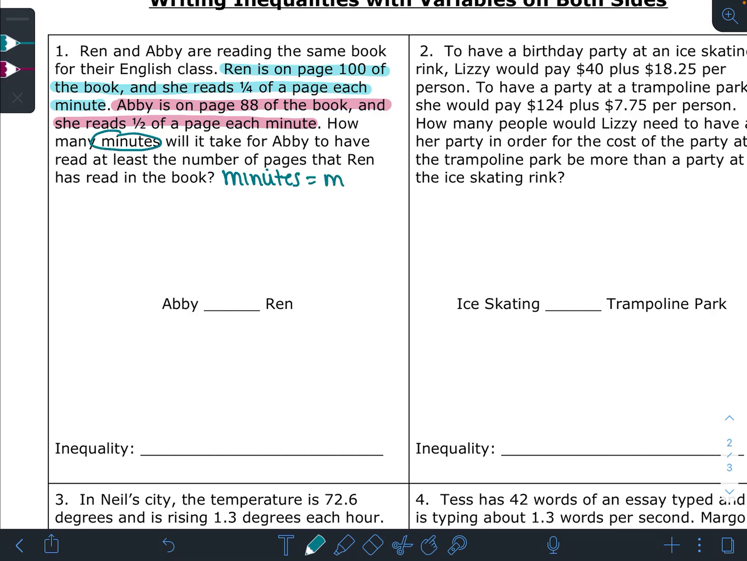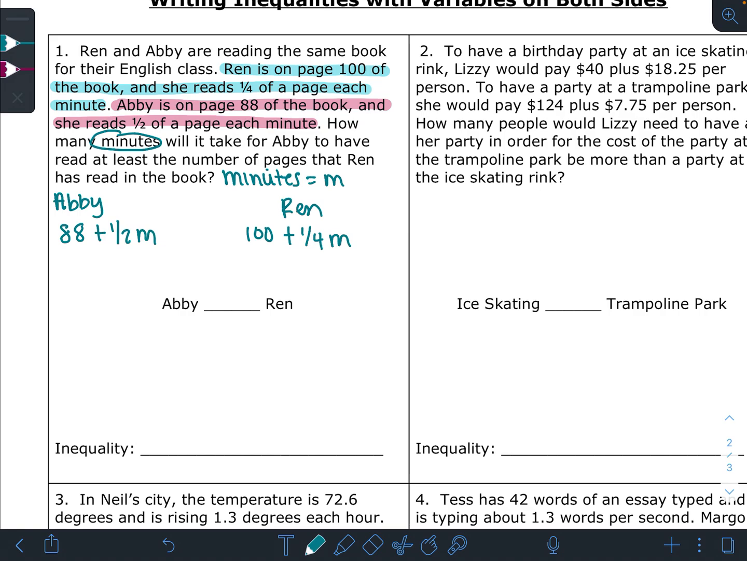So I have two different people that I'm dealing with. I have Abby, that I'm getting her expression, and I have Ren, and I'm getting her expression. So Ren is on page 100 of the book, and she reads a quarter of a page each minute. So I know that she is starting out with 100 pages. She's already got that 100 pages, and then I'm adding on a quarter of a page each minute. So I'm attaching that M to the quarter page because that's what's directly affected. Then Abby is on page 88 of the book, and she reads a half a page each minute.